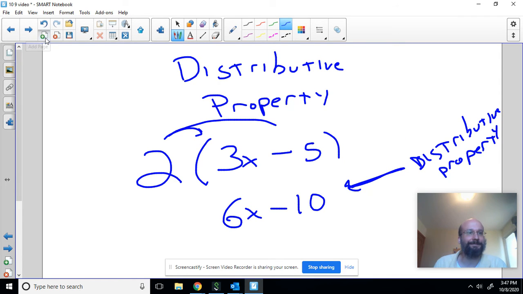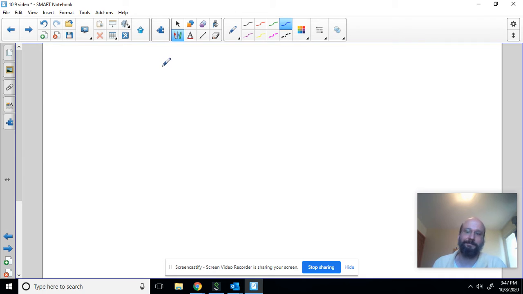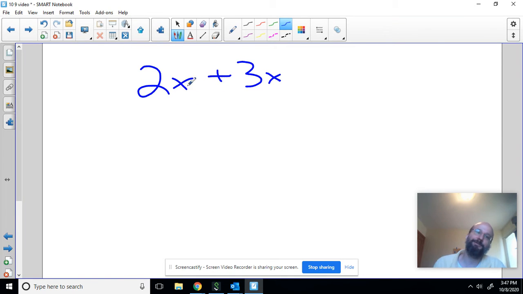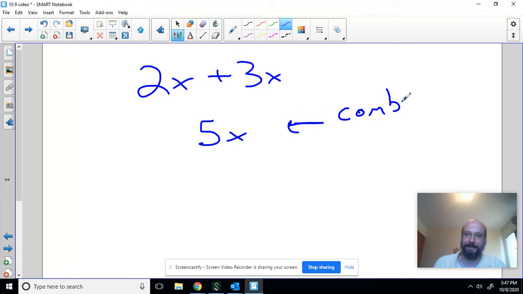And now the last one is when you have like terms, right? These are like terms. So 2x plus 3x, that's 5x. We just call this combining. Combining, I misspelled combining. Combining like terms.